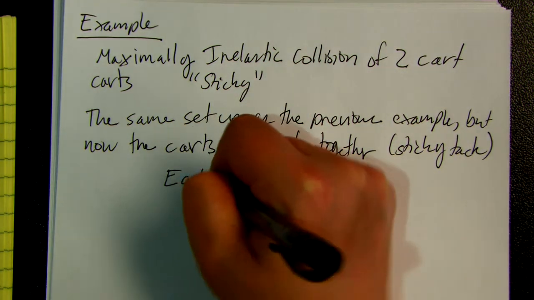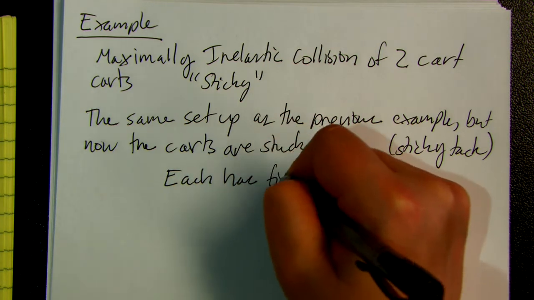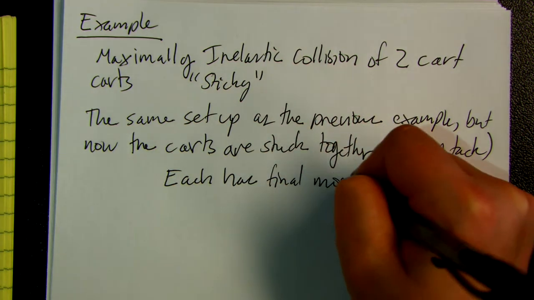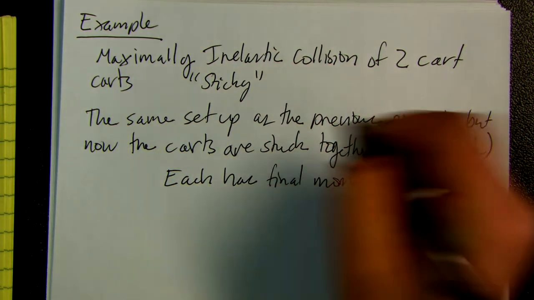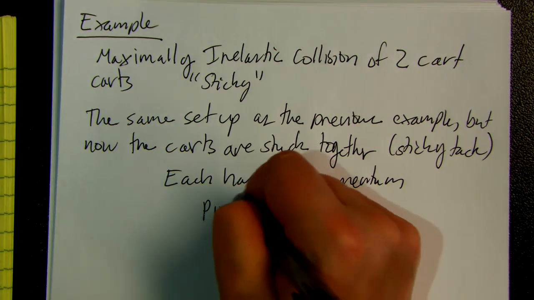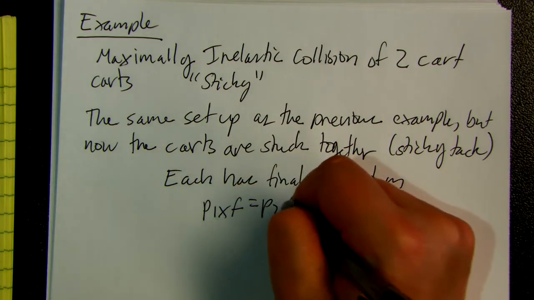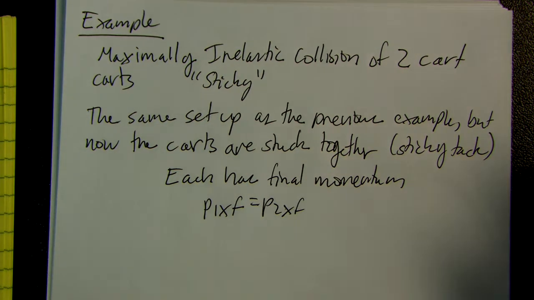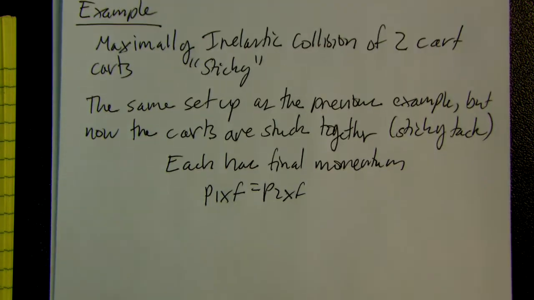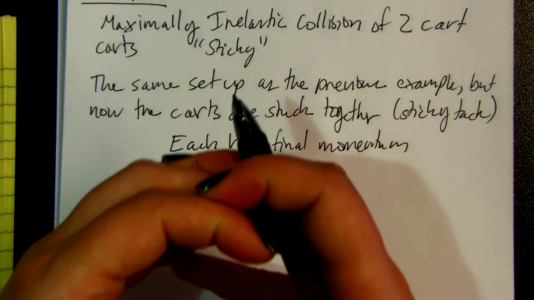Therefore, each has final momentum P1x final is equal to P2x final. So they're moving together, they're going to have the same momentum at the end as one larger, more massive object.